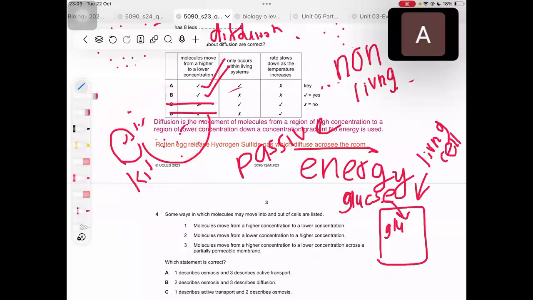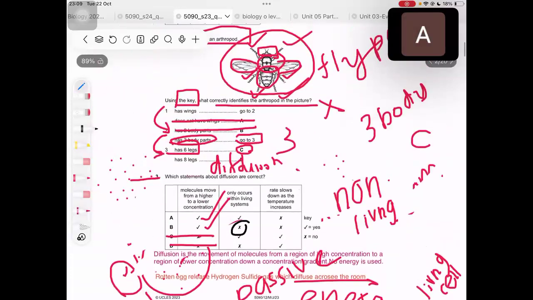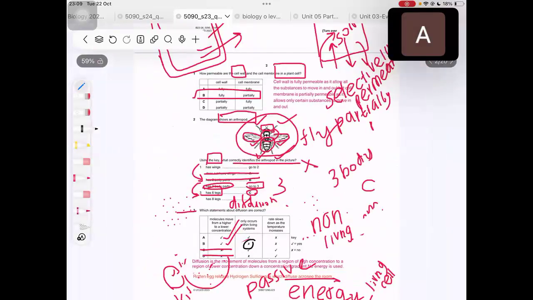The example of the egg, right? In that case, it doesn't happen in a living system. Therefore, "only occurs within living systems" will be false, right? Rate slows down as the temperature increases. Now, the movement of molecules basically depends on the temperature.